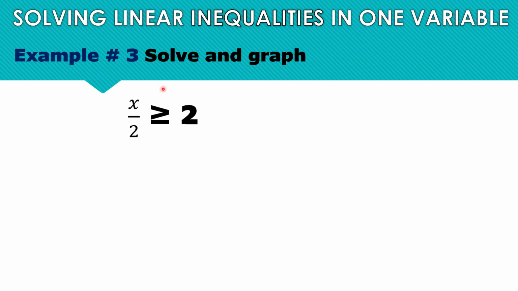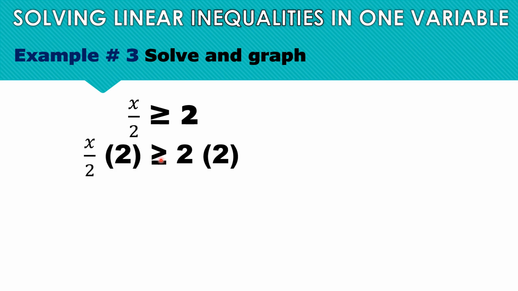Example number 3. Solve and graph x over 2 is greater than or equal to 2. To isolate x, we will multiply both sides of the inequality by 2. So we have x over 2 times 2 is greater than or equal to 2 times 2. Let us now simplify. x over 2 times 2 is x, so we have x is greater than or equal to 2 times 2, which is 4. So the answer is x is greater than or equal to 4.